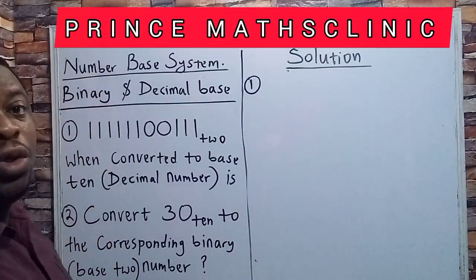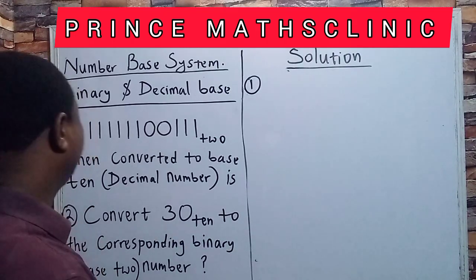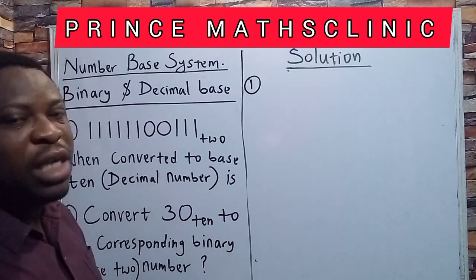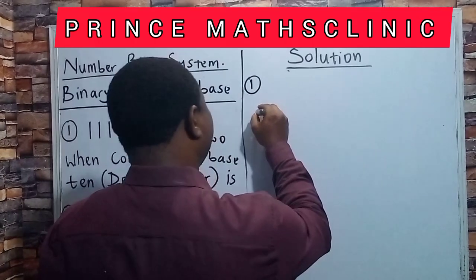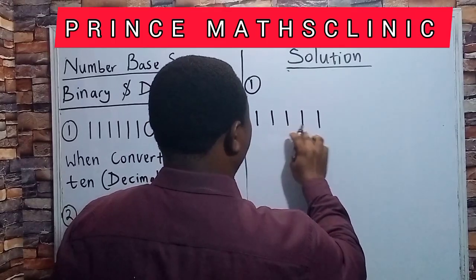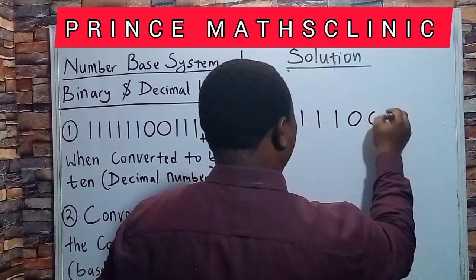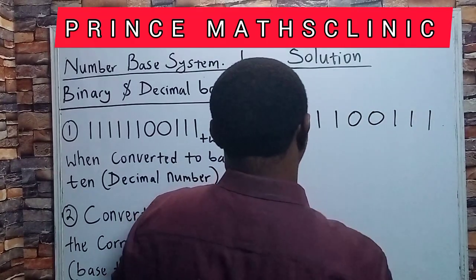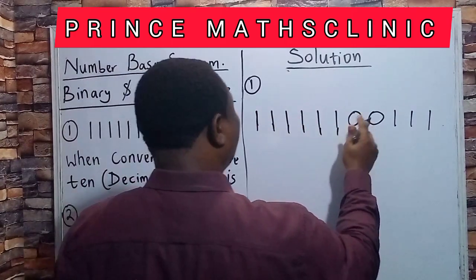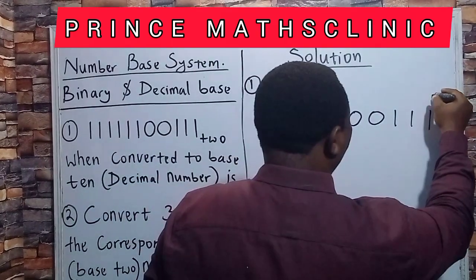Before we go to question number 2, let us check out another smart way of attempting question 1 without going through this long process, in case you meet it in an objective question. Just do this. Just spread the digits: 1, 1, 1, 1, 1. My ones are supposed to be 6. Good. Then zeros are 2. Then 1, 1, 1. You know that the power of the first one is usually 1. It goes on and on like that.